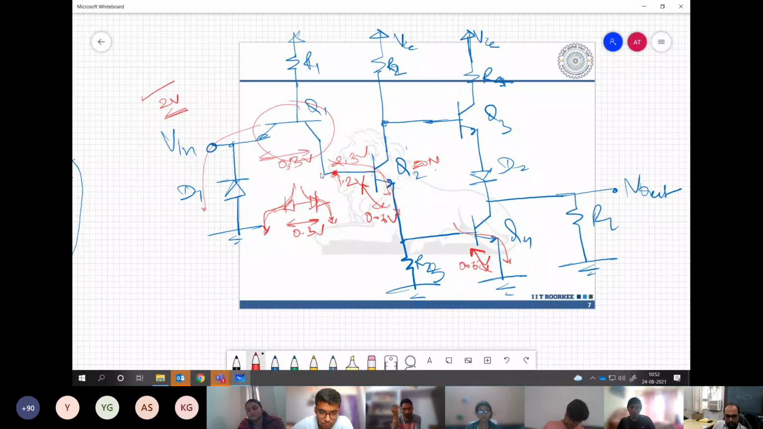This 2.3 has appeared only for the condition when Q1 is conducting. But can it conduct? The question is, can it conduct? So now the moment 1.2 volt appears over here, the possibility for this to break down is more because there is lower voltage at this end. So now adding another 0.6 volt, what will be the voltage at this point? 1.8. Then can this diode break down? Can it be forward biased?